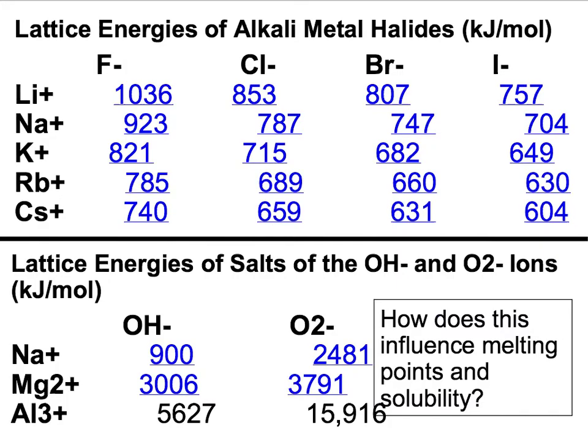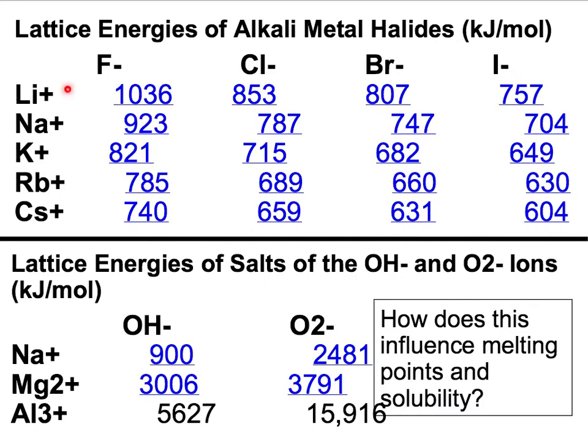And here I have some information where you can actually see the lattice energies of some different alkali metal halides at the top. And down at the bottom I have the lattice energies of some salts of hydroxide and oxide ions. If I have a pairing of lithium and fluorine, you notice my lattice energy here is 1036 kilojoules per mole. Now as my anions get larger and larger, going down the periodic table, you notice that I get a lower and lower lattice energy.